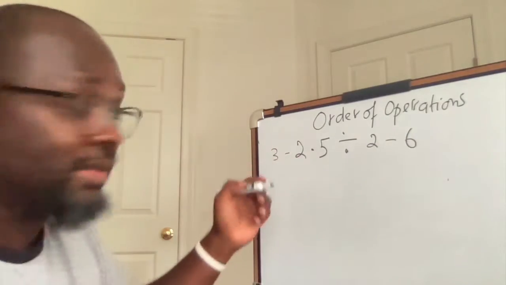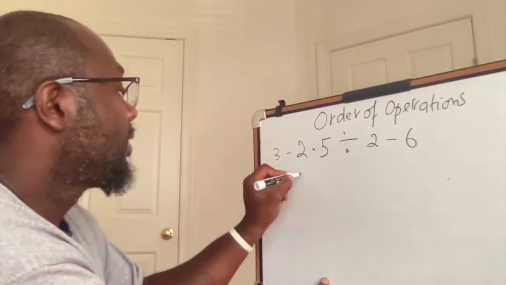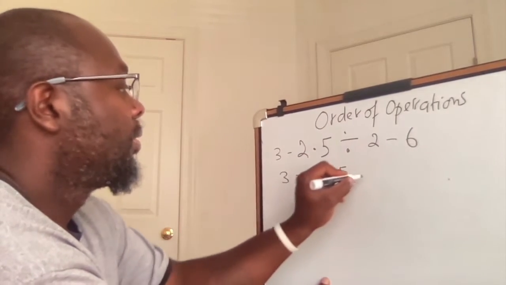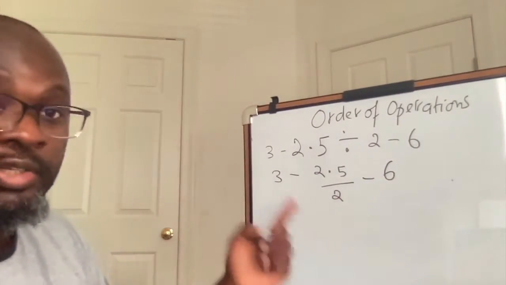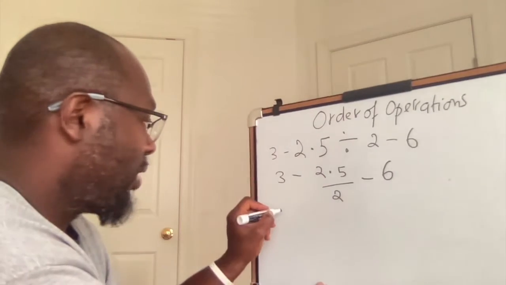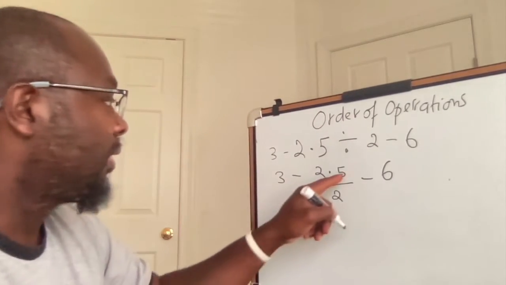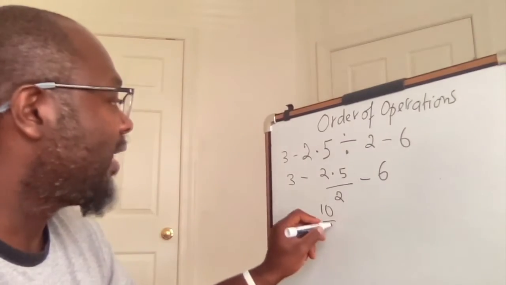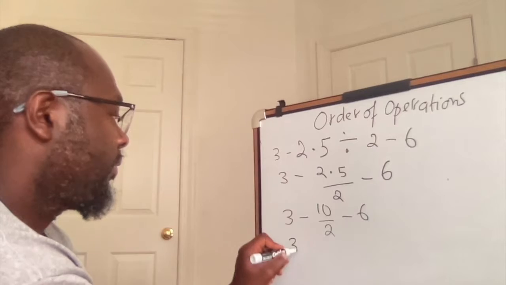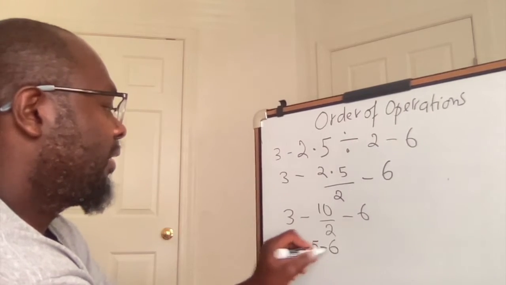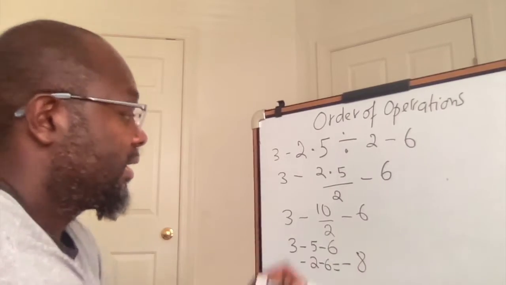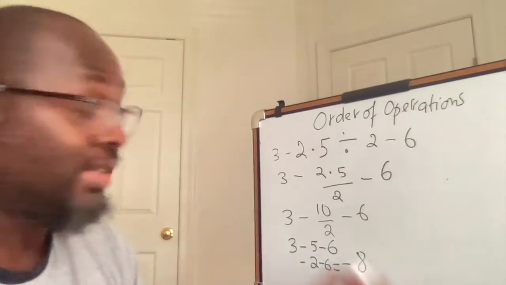So I can rewrite this and say this is equal to 3 minus 2 times 5 over 2 minus 6. Now for some people this looks better because they go, okay, now I see exactly what's going on. So again, it's the same process. Now I have 3, 2 times 5 is 10, divided by 2 minus 6. So I have 3 minus 5 minus 6. This is negative 2 minus 6, which is negative 8. The same thing we found before. So it's the same process now.